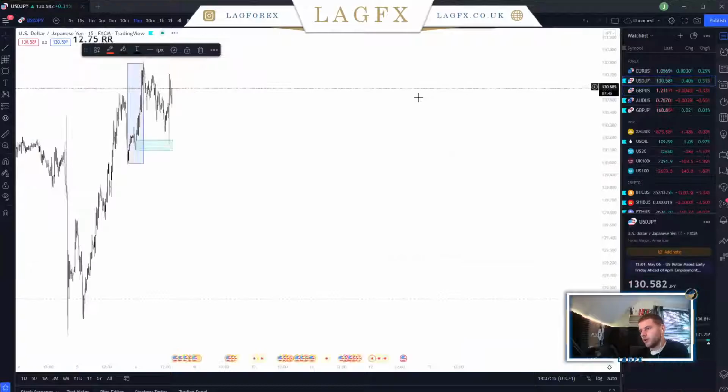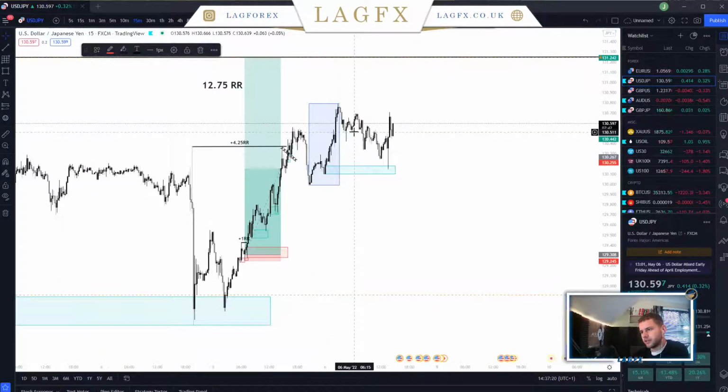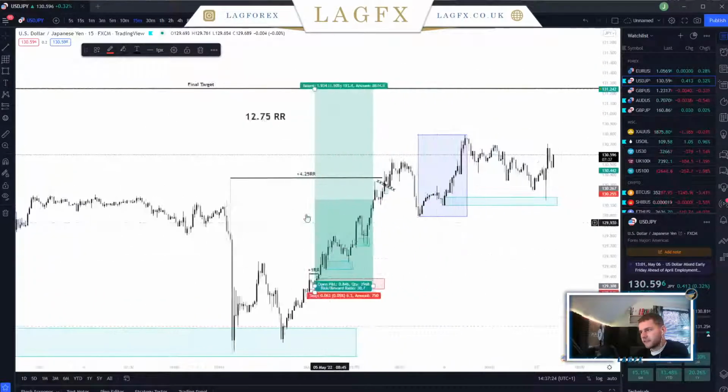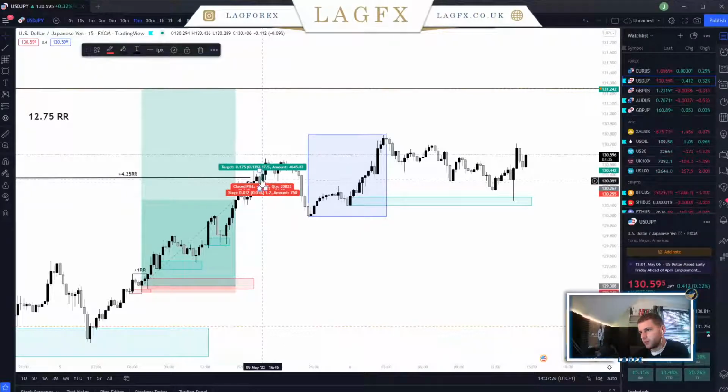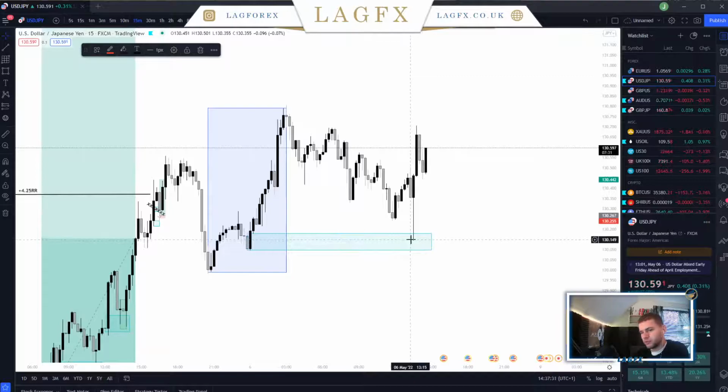Pound to dollar, nothing crazy that we're seeing. Obviously, dollar yen, we've had some brilliant opportunities. This one that we went over yesterday, and then the trade that I left you all with, and then this demand zone that I said I wanted to see price react from, which it did do, and has since traded upwards.